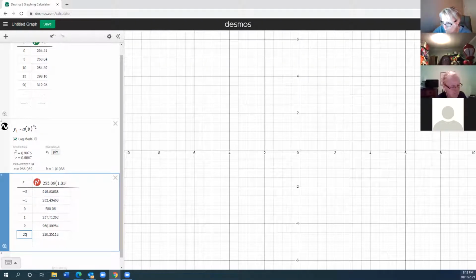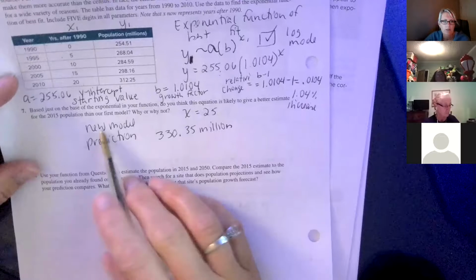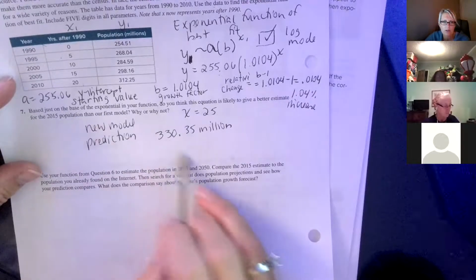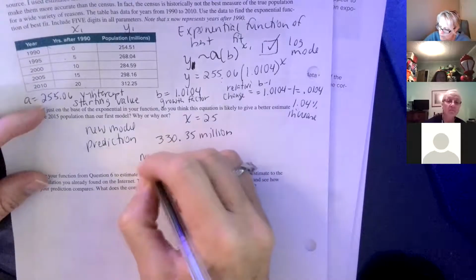So our new model is predicting 330.35 million people. And I'll just go back to my paper so everybody can see what I wrote. So the new model prediction is this 330.35 million people, and it's much closer.